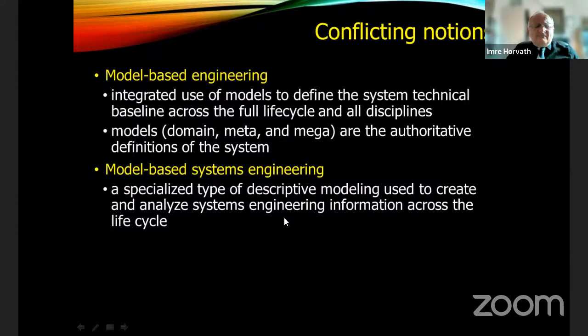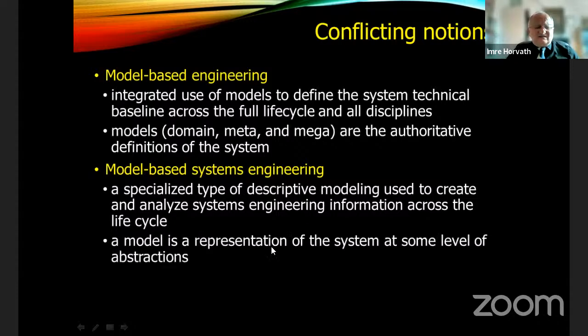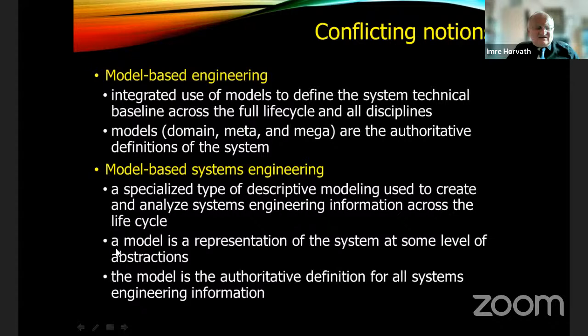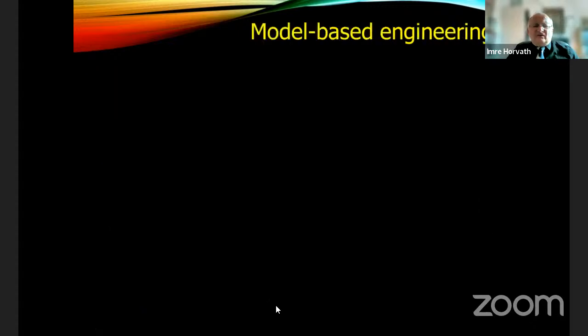Why is it important? Because when you search for related papers, it is not all the same whether you use model-based engineering as a keyword or model-based system engineering as a keyword. In model-based system engineering, a model is a representation of the system at some level of abstraction, and abstractions play an important role here, as we discuss later on. And as I mentioned beforehand, the model is seen as an iterative definition for all system engineering information.